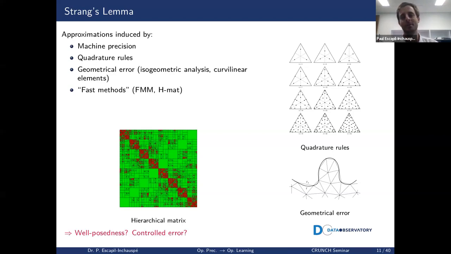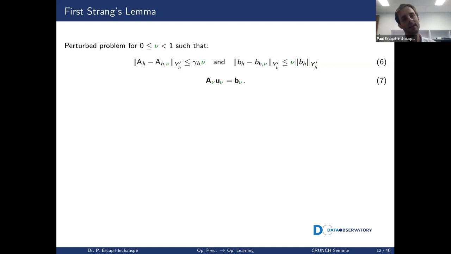So Strang's lemma is about how to guarantee well-posedness and control the error. Here it's again in quite an abstract and formal setting, but we are at the continuous level. We have our original problem, and we define a perturbed problem. It's pretty common: we define a perturbation parameter that is defined in that way, and we will study what happens on the perturbed linear system. So the perturbed operator, all around this work, will represent the perturbation of what could be stated as the stiffness matrix, which is the linear system we're solving.